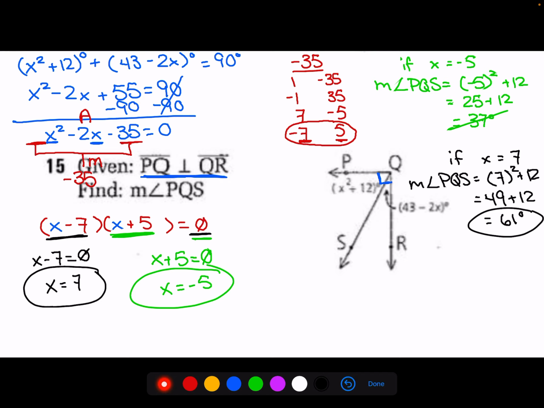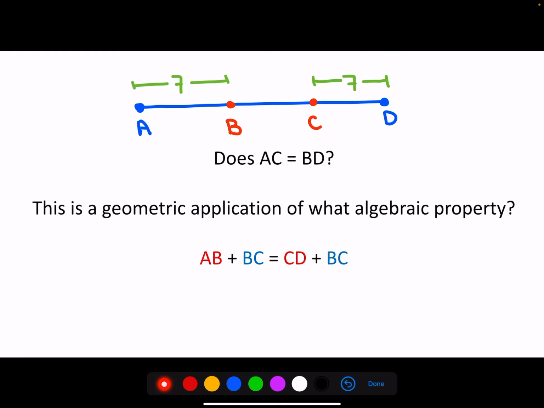All right, so let's jump into our notes for today, and we're going to start off with a conditional. Here's our opener. We have a whole segment here, segment AD. Now in that segment there are 2 points, B and C, that make AB equal to 7 and CD equal to 7. What I'm wondering is, is segment AC equal to segment BD? Well, yes, they are. So I can put yes to get started.